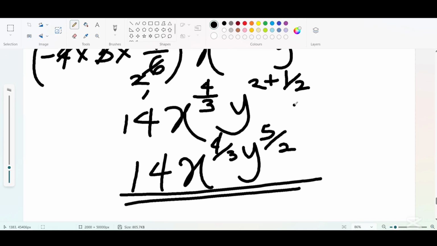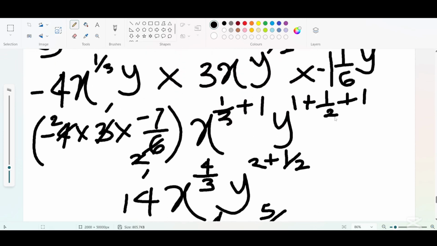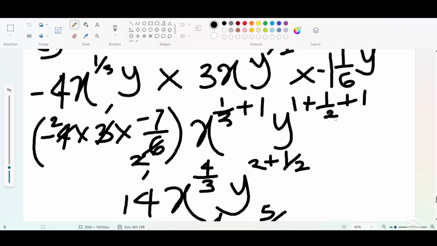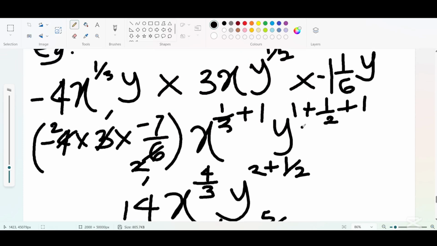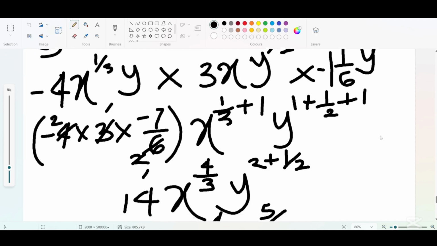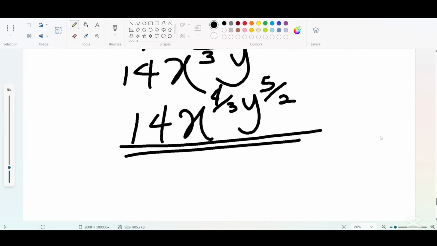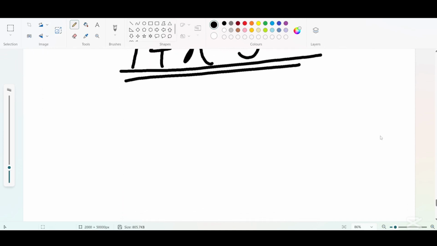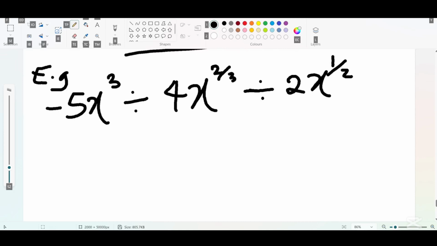As you can see, it's very simple. So what we have done here is very simple. The basic thing here is that the coefficients, we multiply them, while the powers, we add them. Whether the powers are fractional or whole numbers, whatever power it has, we can still add them. So that is what this is about. Okay, let's see another example.